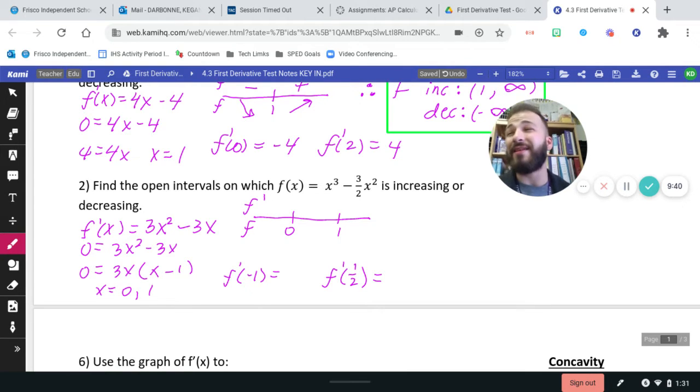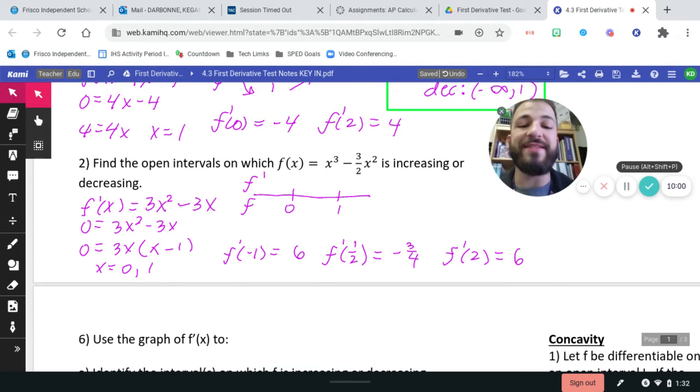Okay, really, I think the easiest number is 1/2. You can pick anything, though, in between 0 and 1. And then f prime of something bigger than 1. So just 2 would be pretty easy. Okay. I don't want to take up your time too much on these notes with plugging in numbers, so I'm going to let you plug these in real quick, pause me, and then start me up again.